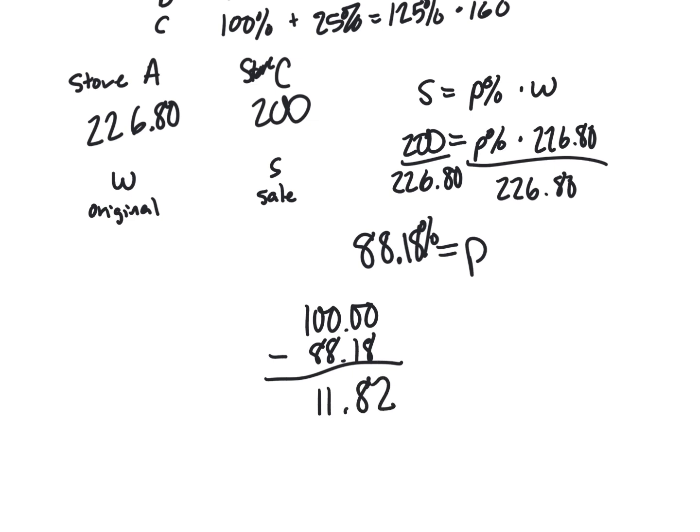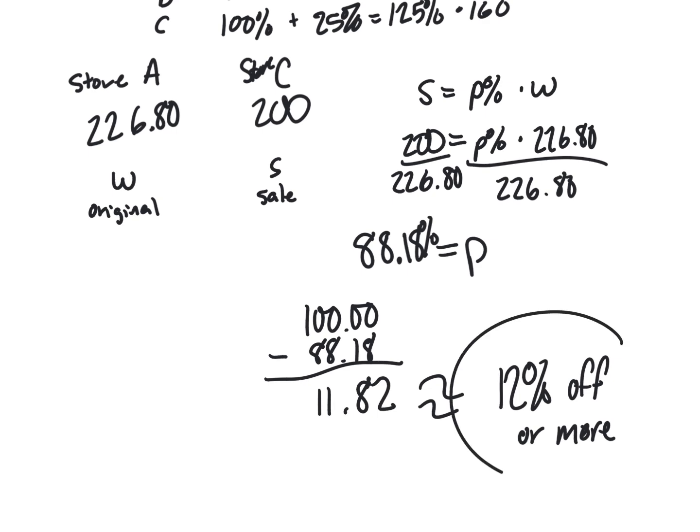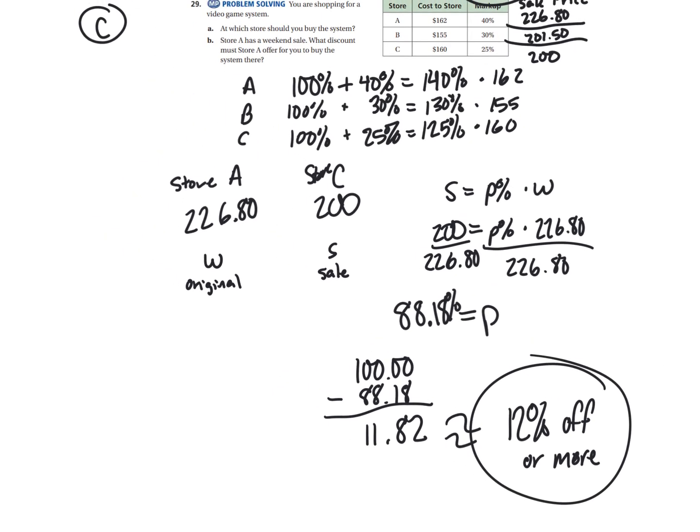So realistically, right, if we wanted to kind of round up here and say, hey, if they had this sale, I would go to store A. We would say if they had 12% off or more, then that price would be lower than store C's price of $200. Okay? That is how we solve this.